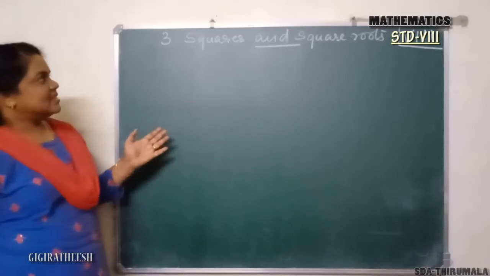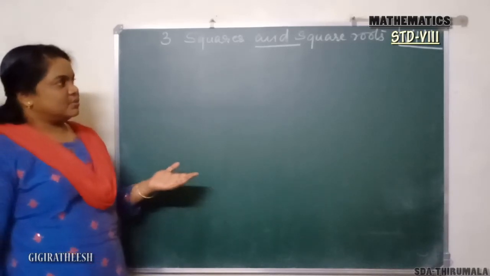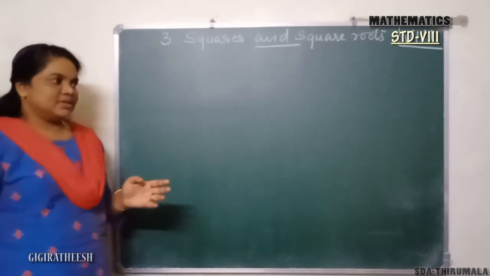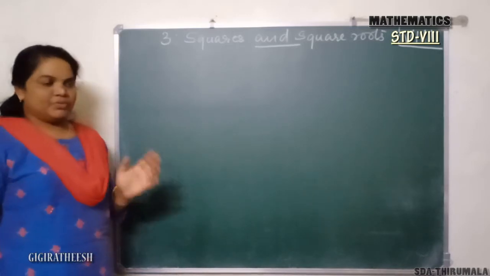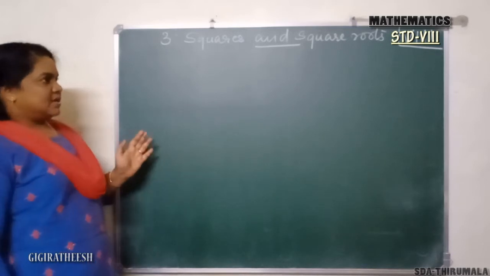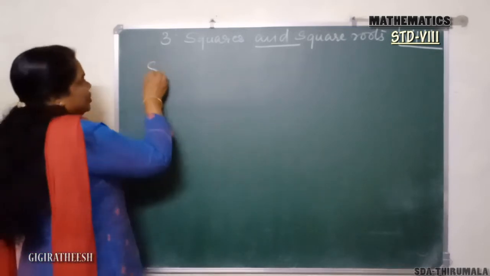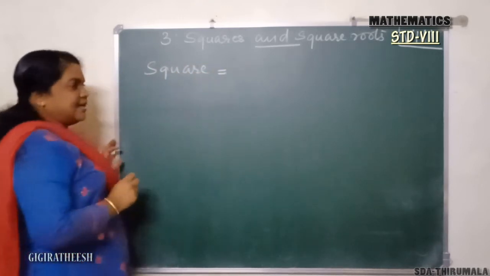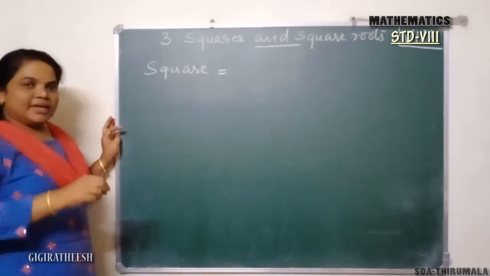Next lesson is lesson 3, squares and square roots. And what is a square? In this lesson, we are studying how to find a perfect square of a number. First, what is a square? A square means a number multiplied by itself.